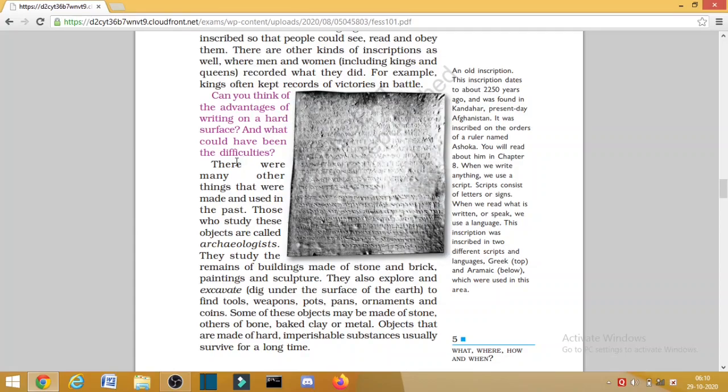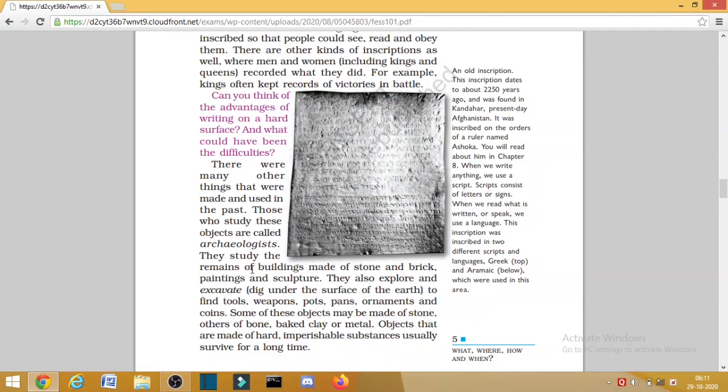There were many other things that were made and used in the past. Those who study these objects are called archaeologists. These ancient things, the past things. Children, underline this. Who are archaeologists? Learn this one by heart.